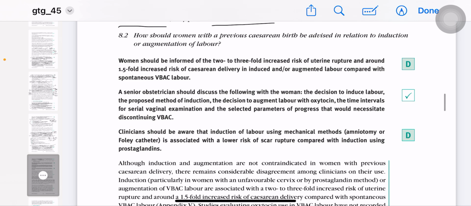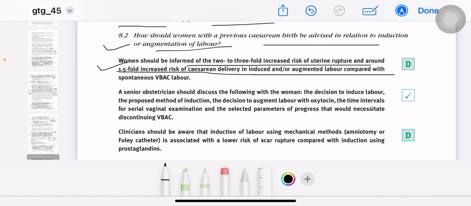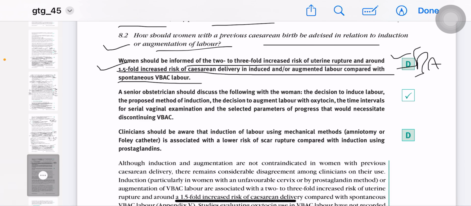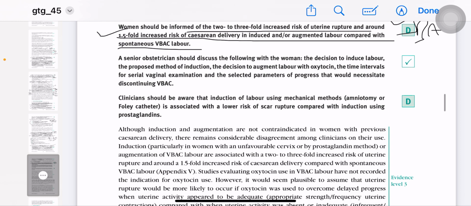And there is a chance that pre-labor scar dehiscence may be there with a previous cesarean. How should women with a previous cesarean birth be advised in relation to induction and augmentation? Women should be informed that there is a 2 to 3-fold increased risk of rupture and around 1.5-fold risk of cesarean delivery in induced or augmented labor compared with spontaneous VBAC. This is one of your SBA questions: a 2 to 3-fold increase of uterine rupture with induced or augmented labor and 1.5-fold risk of cesarean delivery.